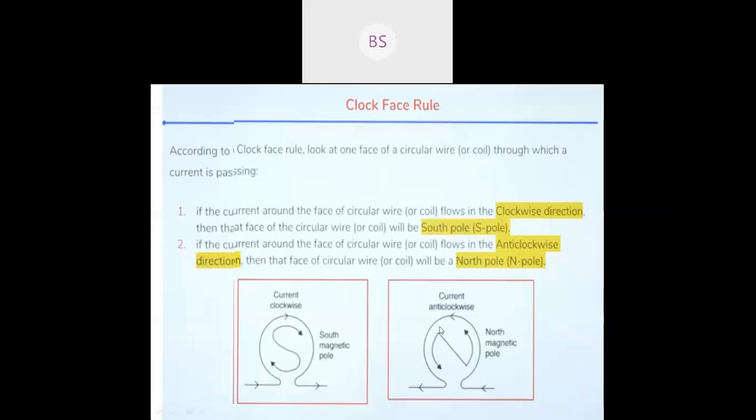Now you can see this is the north pole. So these two things you have to keep in mind. If the current in a circular loop is flowing in a clockwise direction, then that coil or circular wire face will be south pole. And if the current is flowing anti-clockwise, then the face of that circular wire or coil will be north pole. So these two things you should know. Okay.